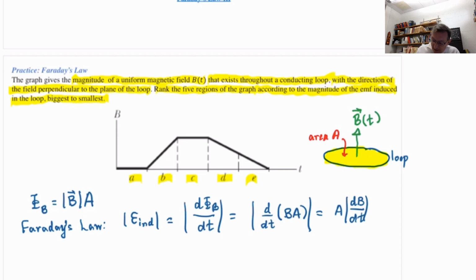So it tells me that to rank the magnitude of the induced EMF, I just have to rank the magnitude of dB dt. But if I give you a graph of B versus t, then it's easy to think about dB dt. It's the slope of the graph. Absolute value. So I just look at the slopes, because that's going to tell me the rate at which B is changing. Which region has the biggest slope? Then next, and so forth. Try the ranking, pause the video, and then come back.